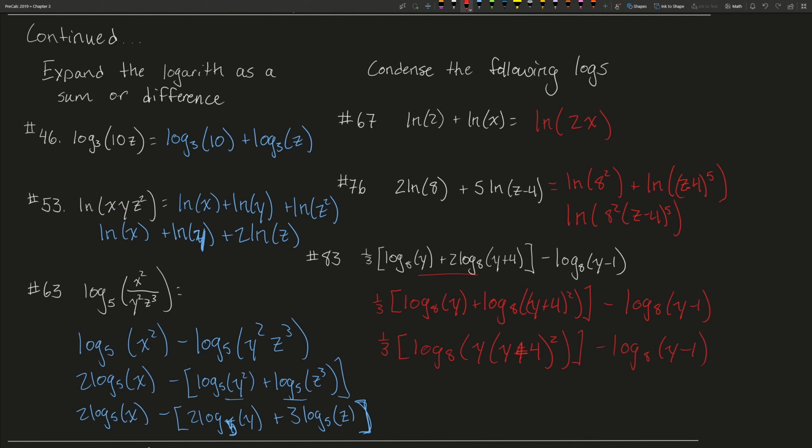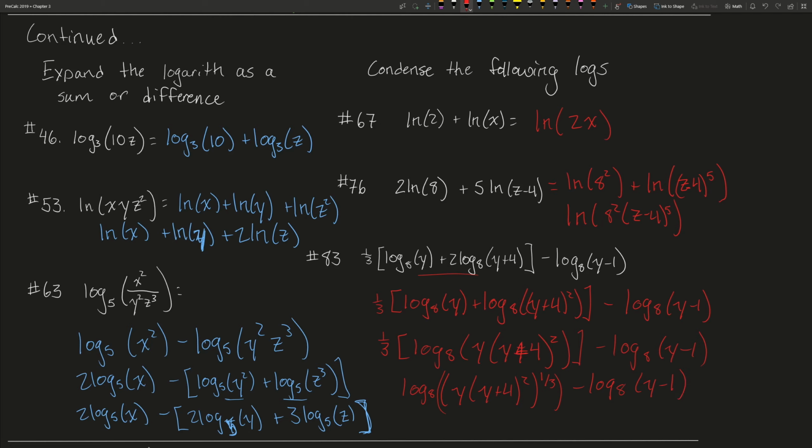Then we need to take care of this 1/3 on the outside. Again, using the power property, this can be rewritten as log base 8 of y times y plus 4 squared, and all of that will be taken to the 1/3 power, and then minus log 8 of y minus 1 on the outside.